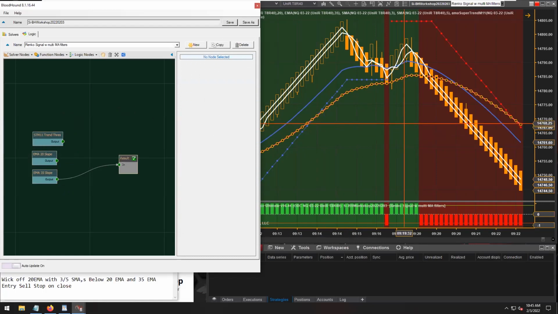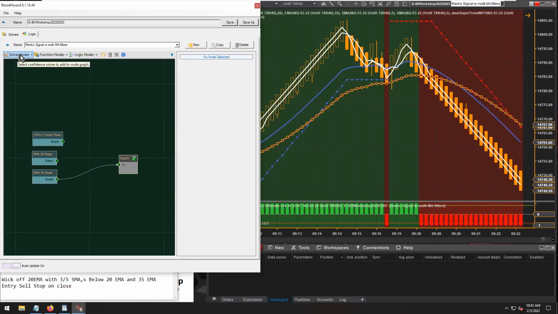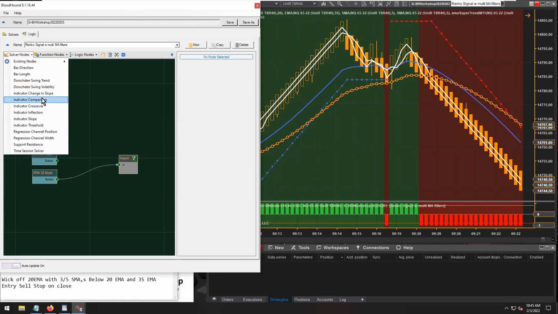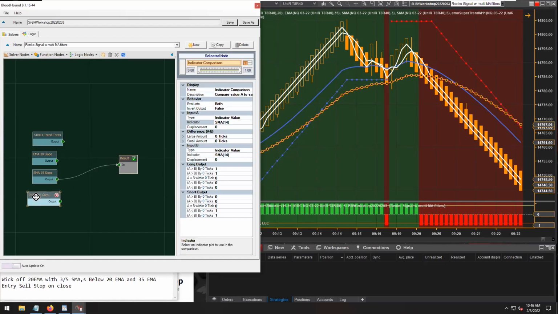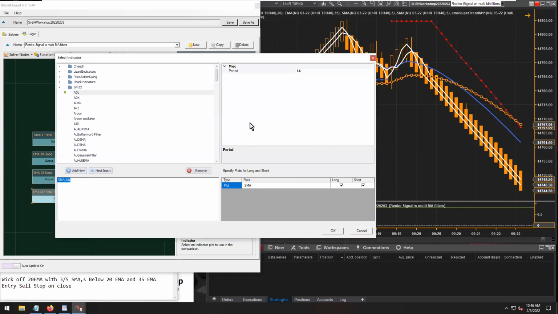Now next we need to make sure that the EMA 20 is above the EMA 35 for a long, or of course the 20 is below the 35 for a short. So for that, we're going to use a comparison solver. We're going to compare the EMA 20 to the 35. So let's connect that in there. Let's give this a name here. All right, so the input A, that's going to be the faster moving average.